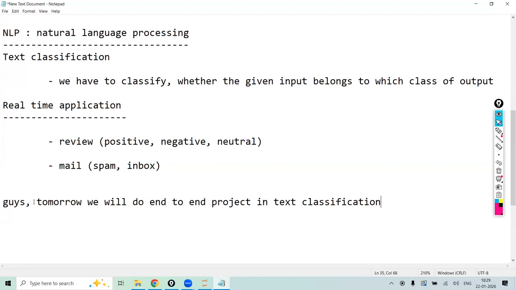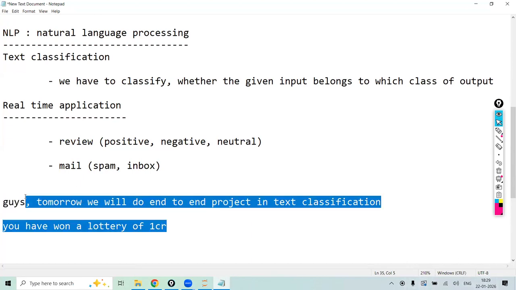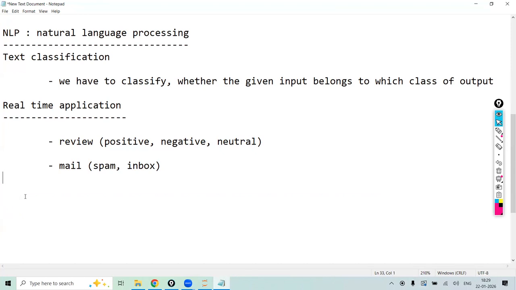Then in the same way, if I send, you have won a lottery of 1 crore, this will also go into the spam, a normal mail. So how is it processing that? How everything is working, that we are going to understand.